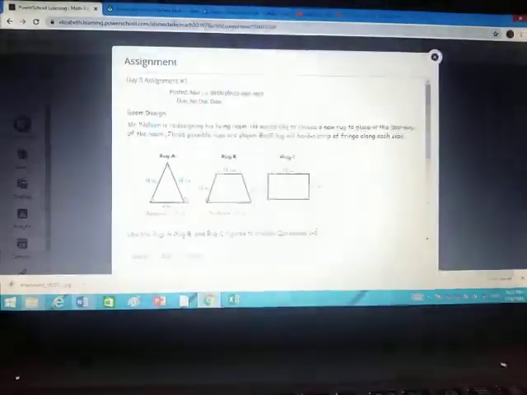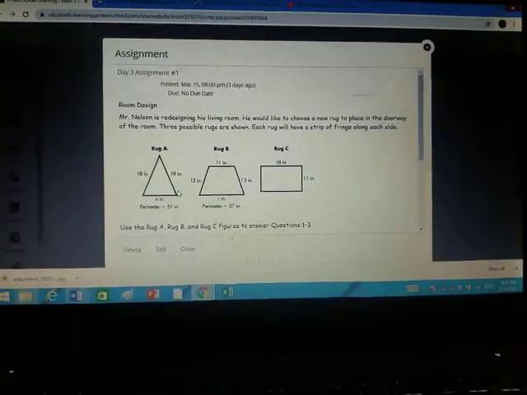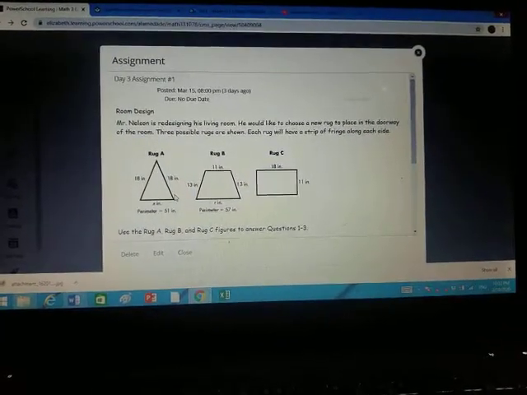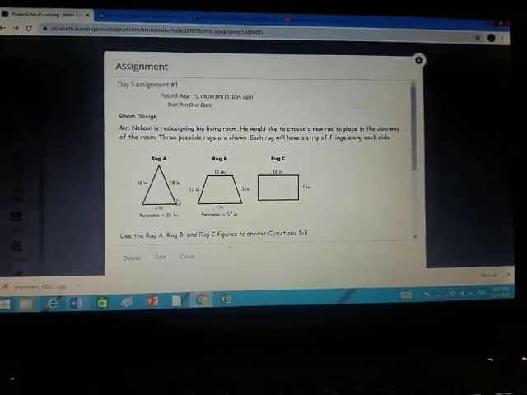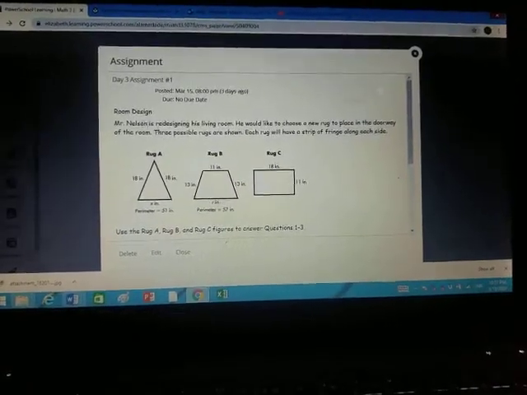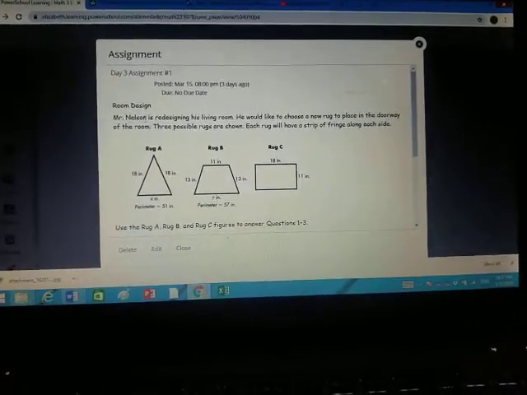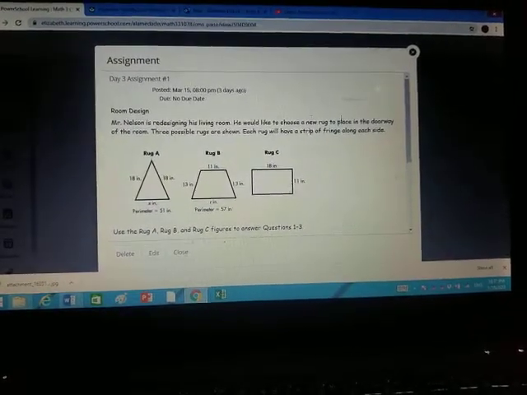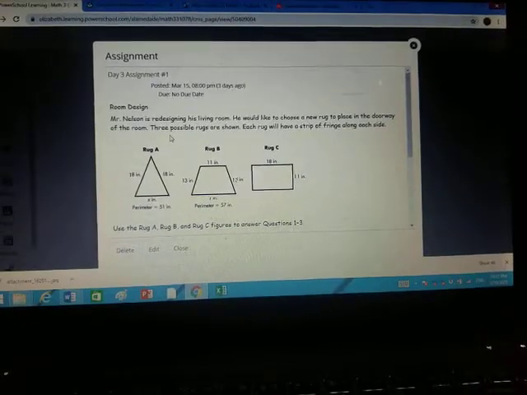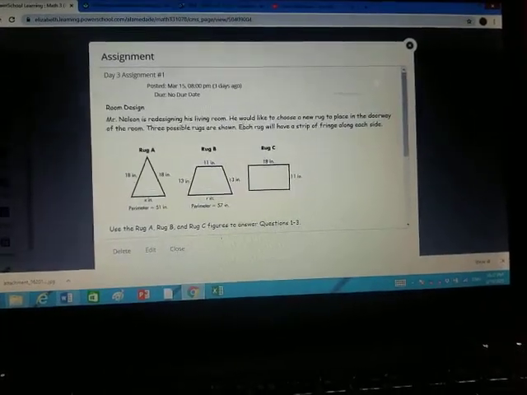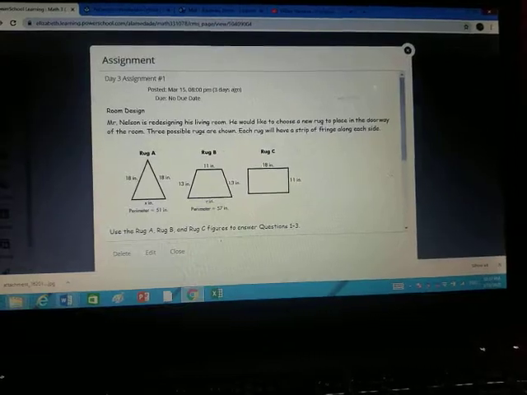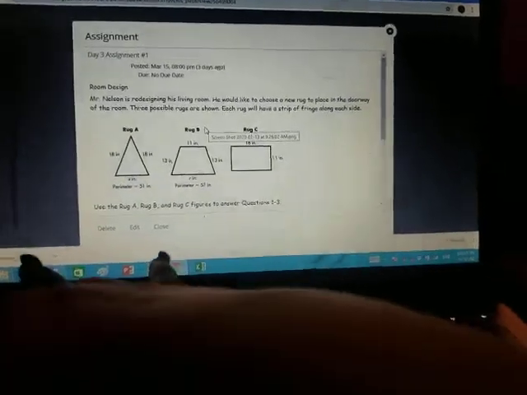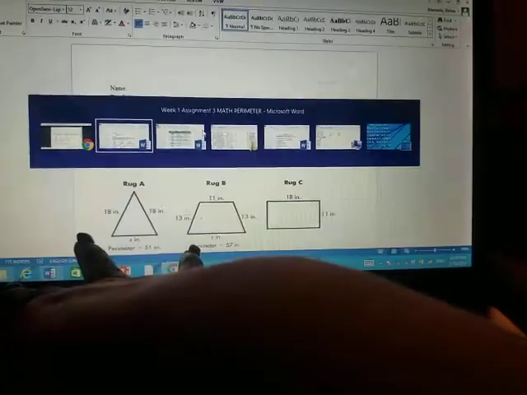So your assignment involves room designing, because we all know that perimeter has to do with the sides and parts of a room all along the lines. So it says room design. Mr. Nelson is redesigning his living room. He would like to choose a new rug to place in the doorway of the room. 3 possible rugs are shown. Each rug will have a strip of fringe along the side. So here's the picture.